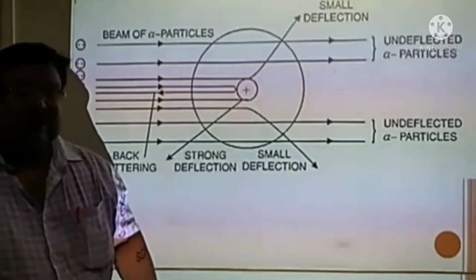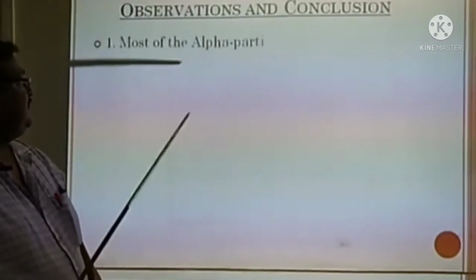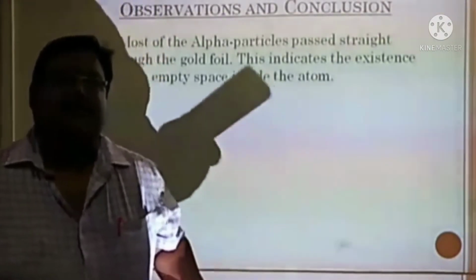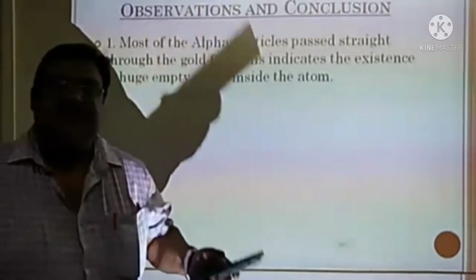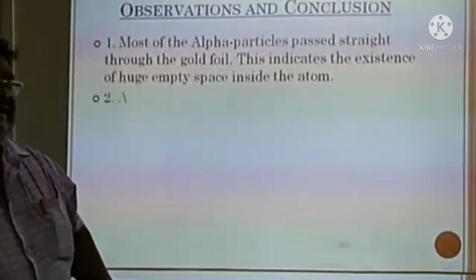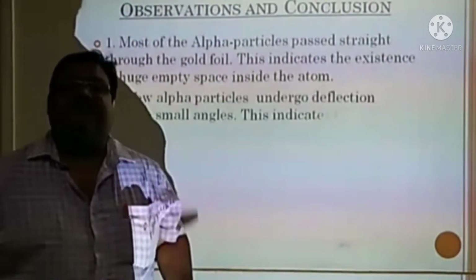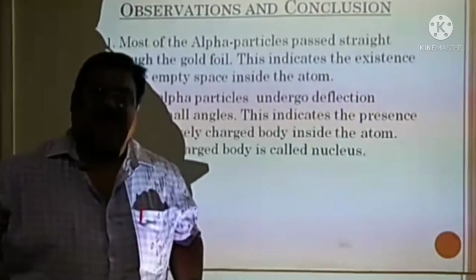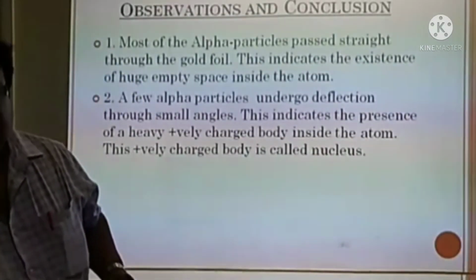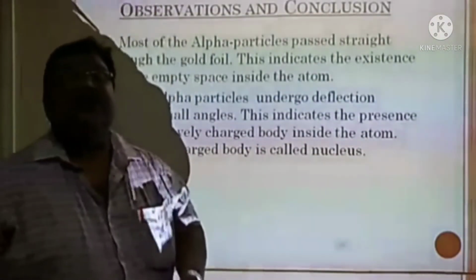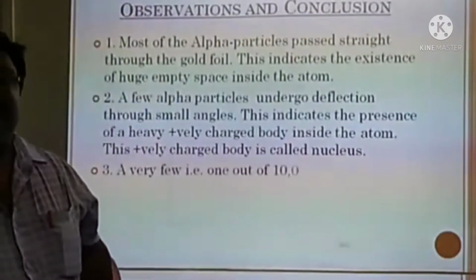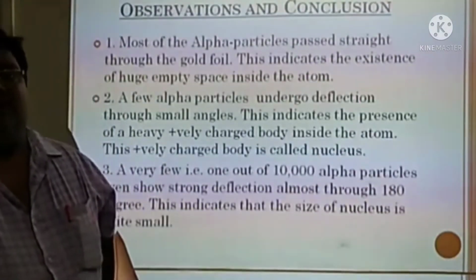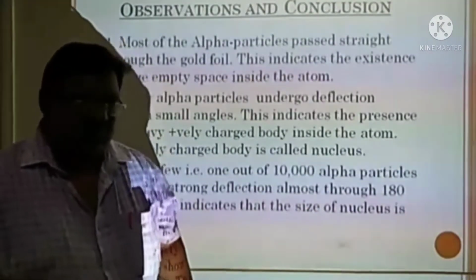So, what are the conclusions? First, most of the alpha particles pass straight through the gold foil. That means most of the part of an atom is empty; a huge empty space is there inside the atom. Secondly, a few alpha particles were found to be deflected from their normal paths. That indicates there might be some heavy positively charged body inside the atom, and that heavy positively charged body is called the nucleus. And thirdly, a very few alpha particles are returning back. That indicates that the size of the nucleus is quite small.